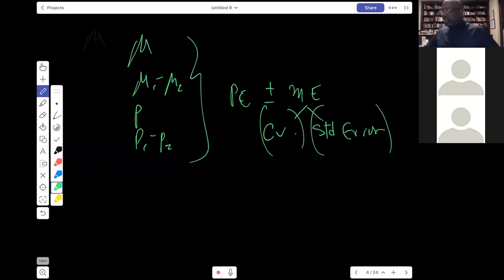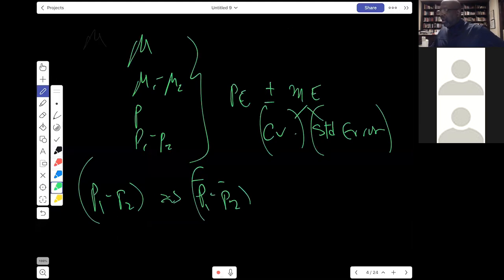So if we want to estimate the difference between P1 and P2, then we need a point estimate. What's that point estimate? Well, that point estimate would be the sample values, P bar 1 minus P bar 2. And then what's the critical value? Well, we are still dealing with proportions, and we will assume that the sampling distribution of the sample proportions, or the difference between the proportions, is a normal distribution as long as we satisfy certain conditions.